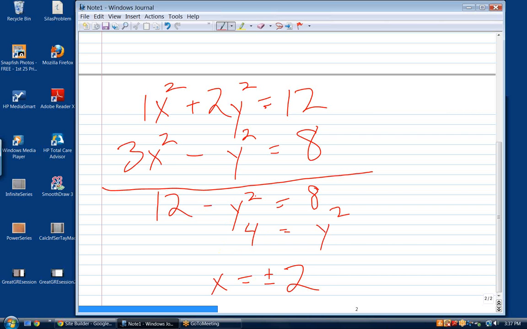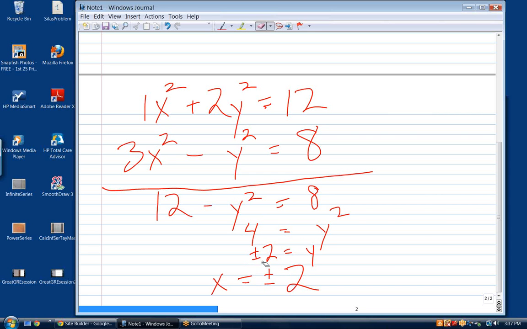Okay. So notice what I did here. I moved the y to the other side to make it positive, and then I moved the 8 to the left side so that I was left with positive numbers. So what's y equal to? Plus or minus 2. You have to take the square root, and your answer is plus or minus always.